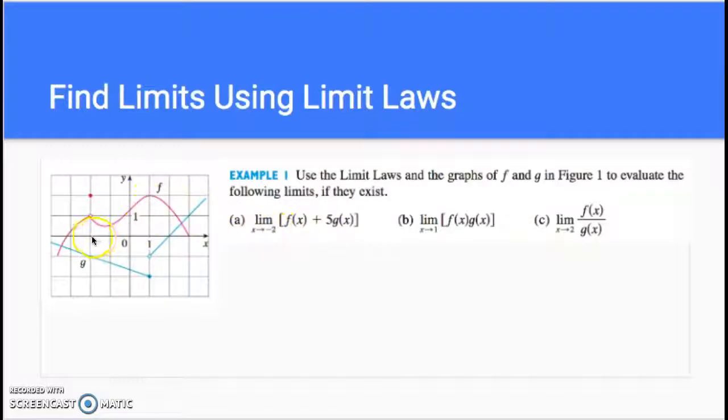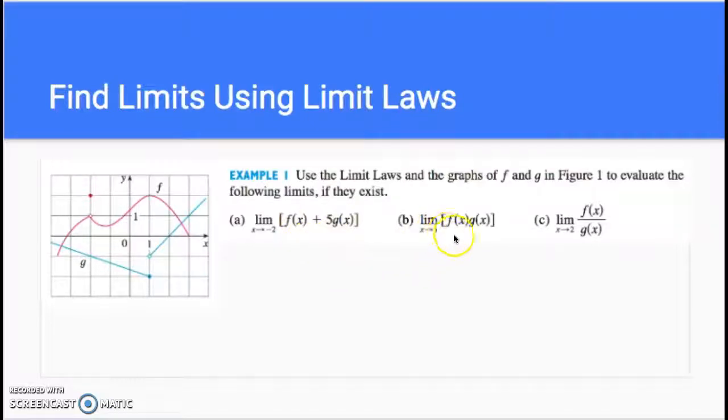So we go to -2. The pink limit would be 1, the open circle. So we've got a 1 here, plus 5 times the limit of g. So we go to -2 on the x again. We go down to g and we have -1. So we substitute a -1 in for that. So it'll be 1 plus 5 times -1. And so we're going to get 1 minus 5, which is -4.